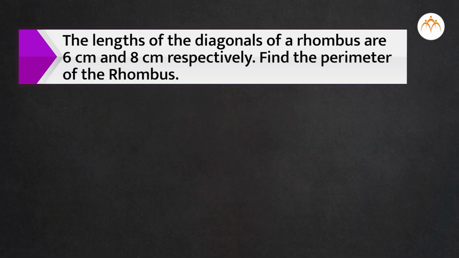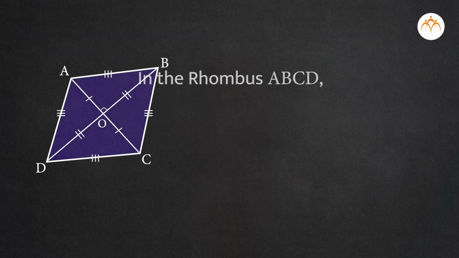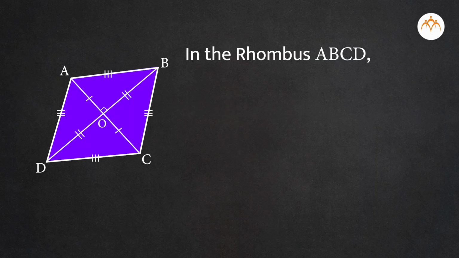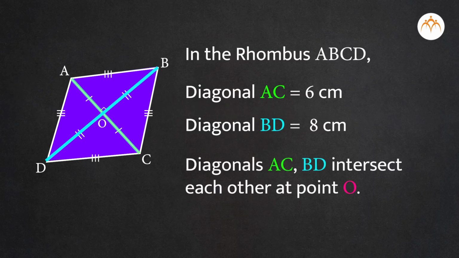The lengths of the diagonals of a rhombus are 6 cm and 8 cm respectively. Find the perimeter of the rhombus. Let's see the solution. Observe the diagram. In the rhombus ABCD, diagonal AC is equal to 6 cm and diagonal BD is equal to 8 cm. Diagonals AC and BD intersect each other at point O.